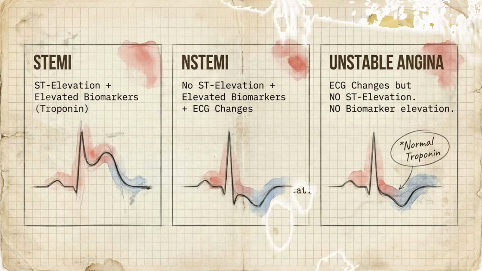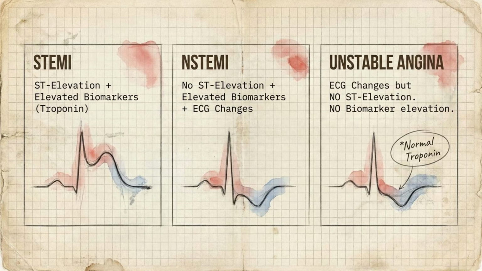Okay, so we suspect ACS. Now we have to figure out which kind of ACS it is because the treatments are so different. We've got the big three: STEMI, NSTEMI, and unstable angina. How do we tell them apart? We use two main tools. We use the ECG, the electrical trace of the heart, and we use blood tests for biomarkers. And the key biomarker is troponin. Troponin is the one. It's a protein that leaks out of heart muscle cells when they die. So if you find it in the blood, it means damage has already been done.